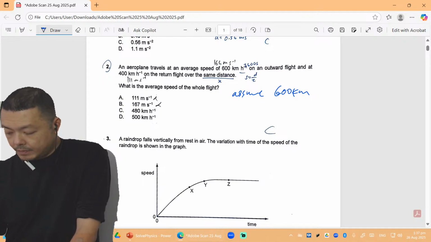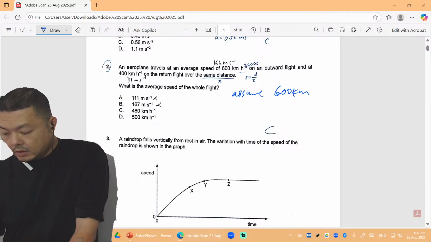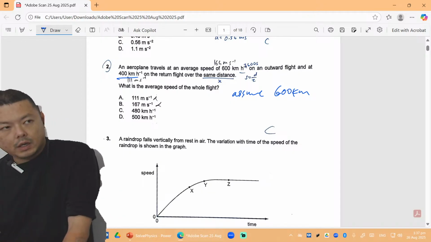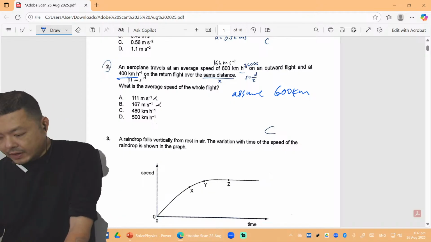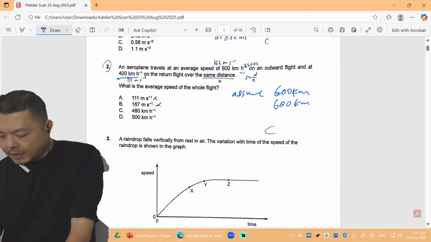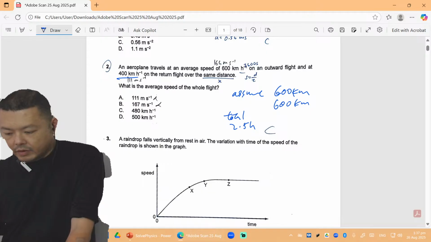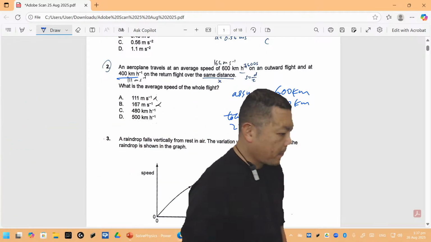the total time taken, which is 1 hour, right? Yeah, 600 km. When it's on the return flight, 400 km per hour, how long would it take? 1.5 hours, right? So 600 km plus 600 km, but then the total time is 2.5 hours. So 1,200 divided by 2.5, right? So you get 480?